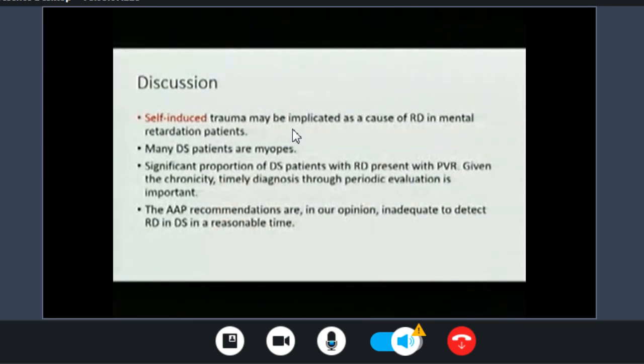Our patients' mean age at presentation was 11 years. Most of them had total chronic PVR detachments. After 5 years, it is every 2 years exam. I think there is a high chance that detachment will be missed for a very long time.